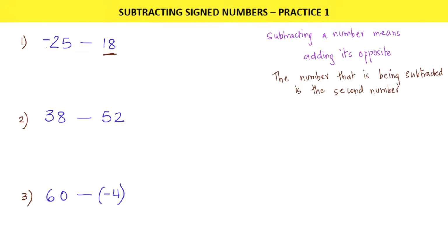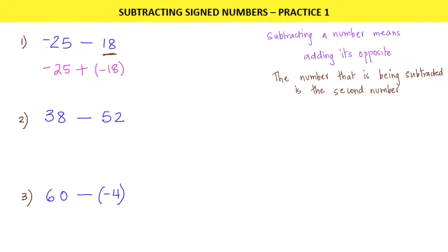The first thing is to rewrite this expression so that we write it as adding the opposite, which means the negative 25 stays as it is. The minus becomes a plus because you're adding the opposite of the second number. So you're adding, instead of 18, the opposite of 18, which is negative 18. And now that it is an addition problem, we know how to do this. We have negative 25 plus negative 18.